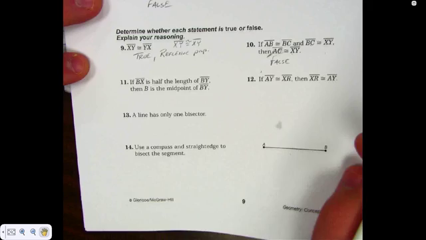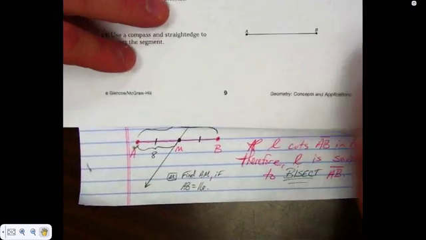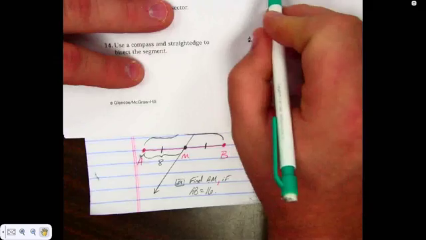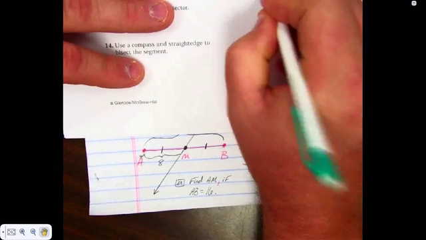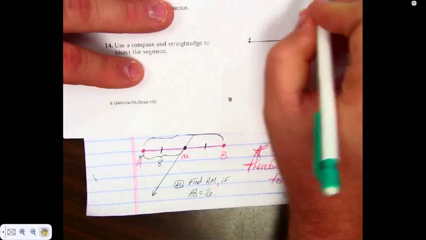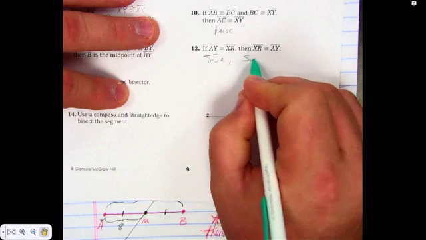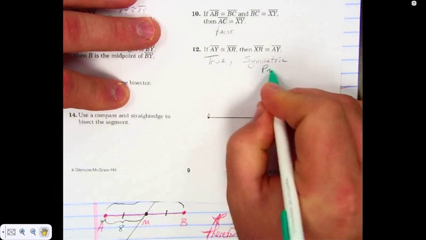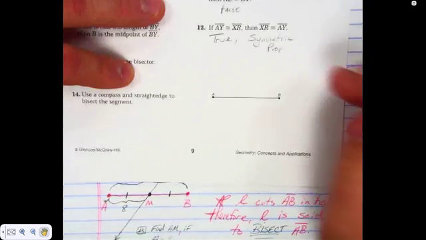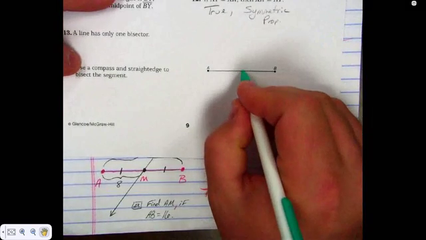Now, for number 14. Well, let's look at 12. AY is congruent to XR, XR is congruent to AY. What is this? Isn't that true? It's just the order we wrote them on each side. Oh, sorry. What property tells me that's true? Symmetric property. Okay? For number 14, I want to put a completely different example.